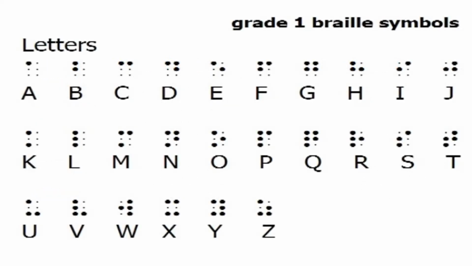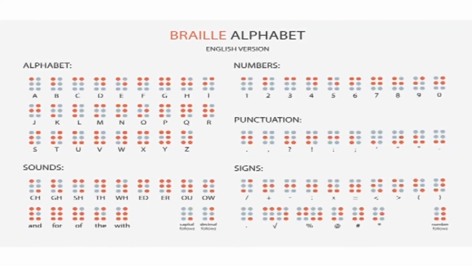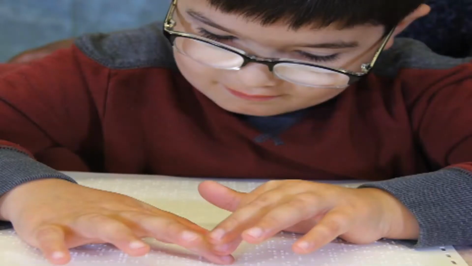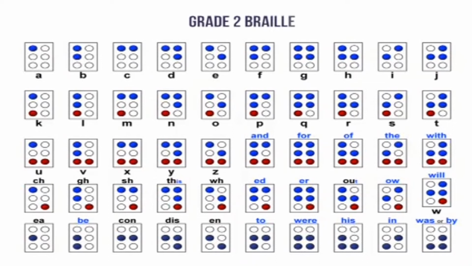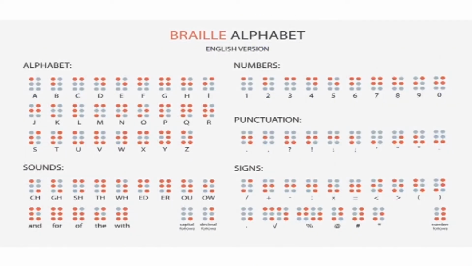There are 3 Braille code versions. The first Braille code version is Grade 1. Grade 1 Braille consists of 26 standard letters of the alphabet and punctuation. It is mainly used by people who just started reading Braille. Next is Grade 2 Braille. It consists of the 26 standard letters of the alphabet, punctuation and contractions.